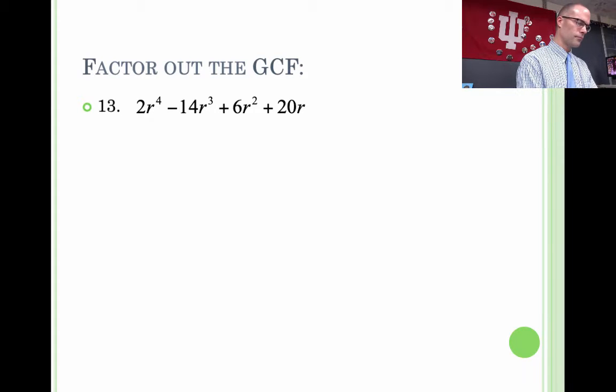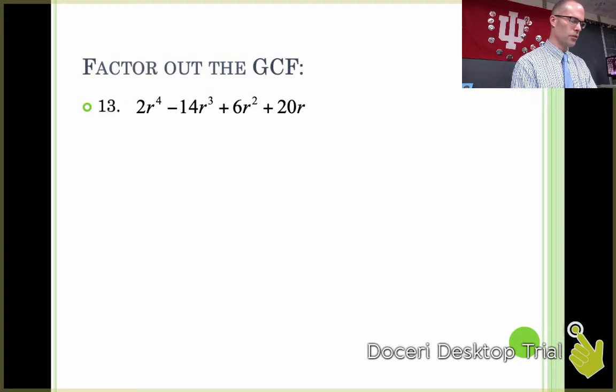Alright. So now we got a 2, a 14, a 6, and a 20. So they all have a 2 in common. I have an r to the fourth, an r to the third, an r squared, and an r. So I can take a 2r out. So 2 divided by 2 is 1. R to the fourth divided by r gives you r to the third. Minus 14 divided by 2 gives you 7.